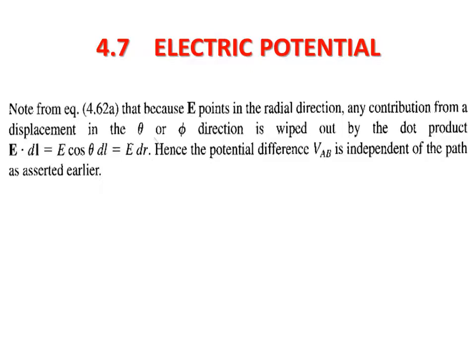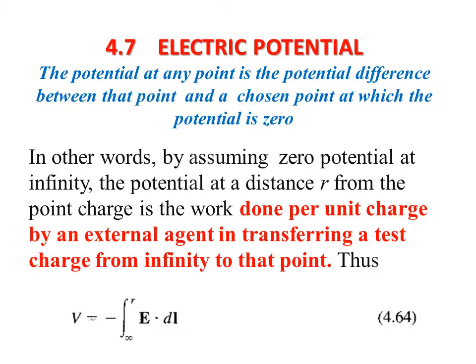Note from equation 4.62a that because E points in the radial direction, any contribution from a displacement in the theta or phi direction is wiped out by the dot product E dot dl, which equals E cos theta dl or E dr. Hence the potential difference VAB is independent of the path as asserted earlier.